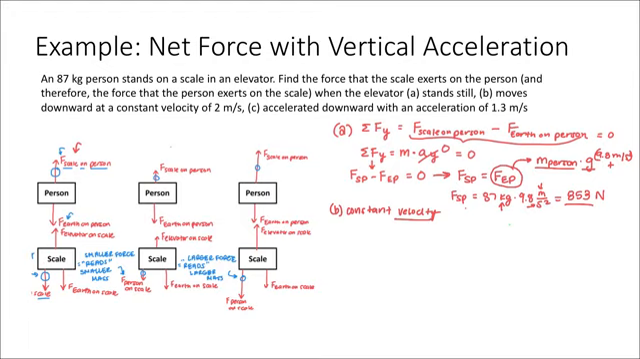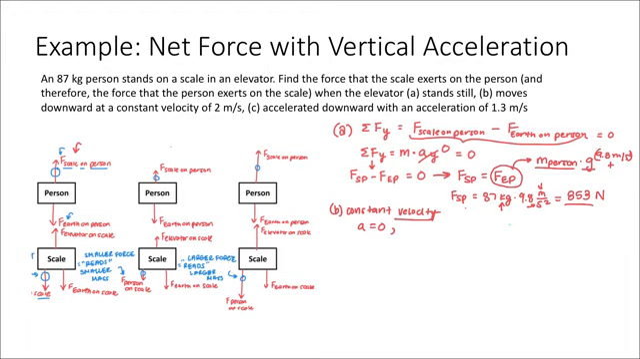Constant velocity means that the velocity is not changing. Therefore, we cannot have an acceleration, which we know as a change in our velocity. So this means that a is going to be 0. So the forces are the same as when the elevator was standing still, because there is no net force, right?